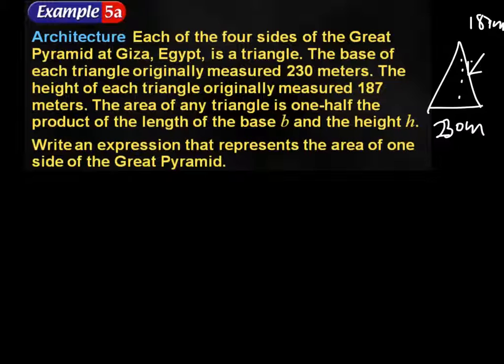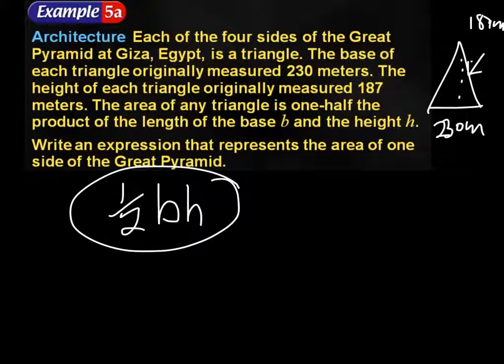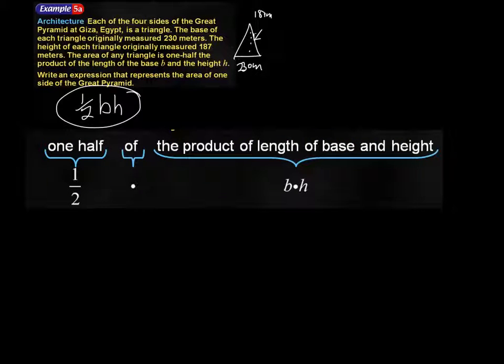The area of any triangle is 1/2 the product of the base b and the height h. Write an expression that represents the area of one side of the Great Pyramid. Okay, well, all they want for this is the general expression. So they said the area of any triangle, which this is 1/2 the product of the length of the base b and the height h. All of those words, and that's all they needed for that. Now, when I just wrote mine, for of, I didn't even make a center dot. I just wrote it all together, 1/2 bh. But you could have used center dots.